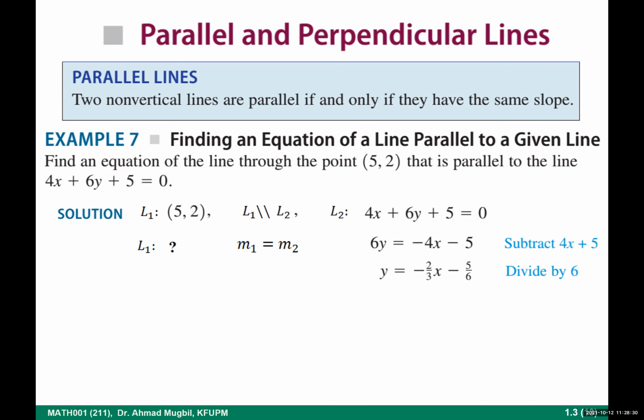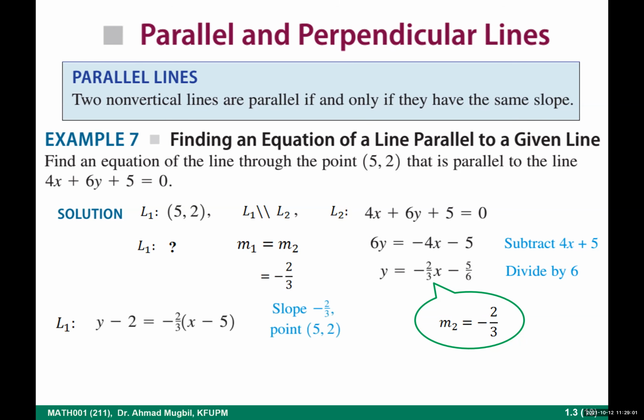So what will be the slope of the first line? Also -2 over 3. Now which form will you use to find the equation of L1? The slope-intercept form, y equals mx plus b? Can you use that? Do you have the intercept? I have the slope and I have a point. So we will use which form? The point-slope form, or the slope-point form. Here we have the slope and we have a point.